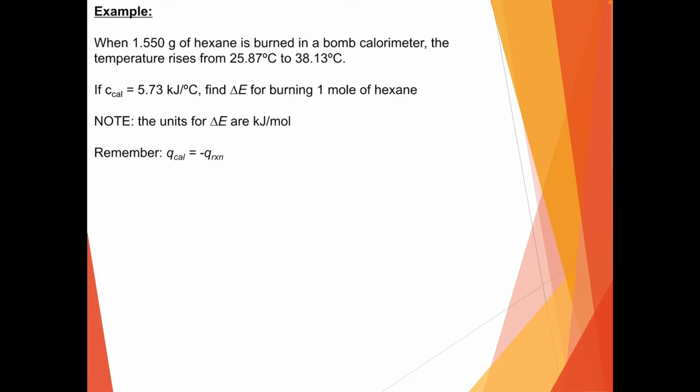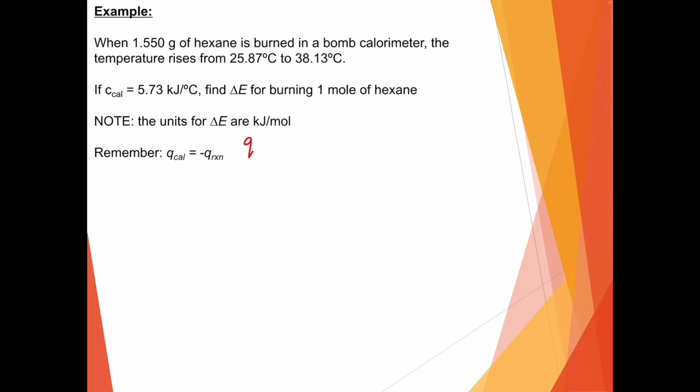So let's go ahead and try an example. When 1.550 grams of hexane is burned in a bomb calorimeter, the temperature rises from 25.87 degrees Celsius to 38.13 degrees Celsius. It says if the calorimeter constant is 5.73 kilojoules per degree Celsius, find the change in internal energy for burning 1 mole of hexane. And it says, note the units for change in internal energy are kilojoules per mole. That'll help you out. And always remember that the energy that's being absorbed by the calorimeter is the energy that's being lost by the reaction.